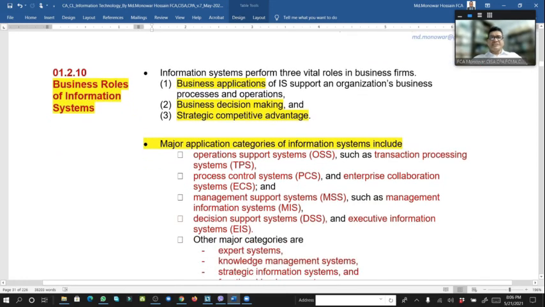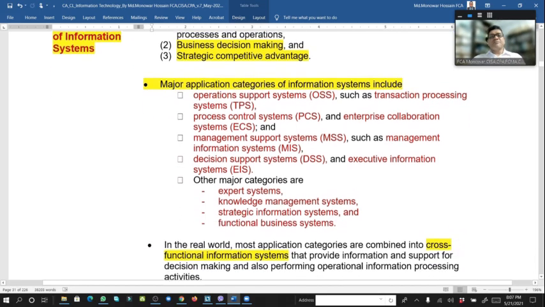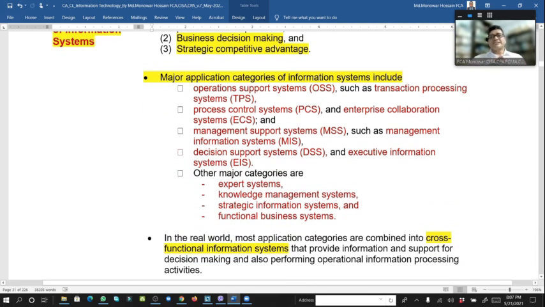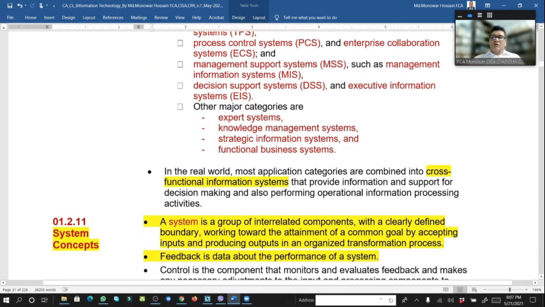We have seen here business application, business decision making, strategy, competitive advantages, and major applications we are using: operating support system, transaction processing system, process control system, enterprise collaboration system, management support system, management information system, decision support system, executive information system, expert system, knowledge management system, strategic information system, functional business system, and all systems combined with your main system. Sometimes it also works as a cross-functional information system.